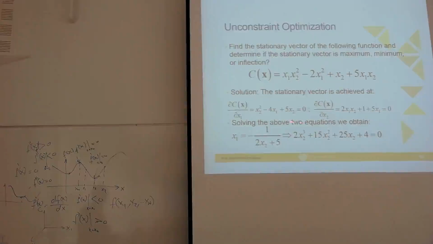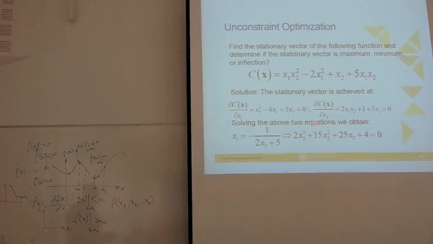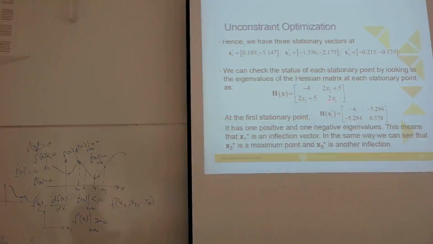So for the Hessian matrix, we take the differentiation of this function now with respect to x1 again. If you take the second derivative with respect to x1, then this will be 0, this will be minus 4, and this will be 0. So here we will have minus 4. And if you take the second derivative with respect to x2, here we will have 2x2, this will be 0, this will be plus 5. So we have 2x2 plus 5 and so on. So now we have the Hessian matrix representing the previous problem.